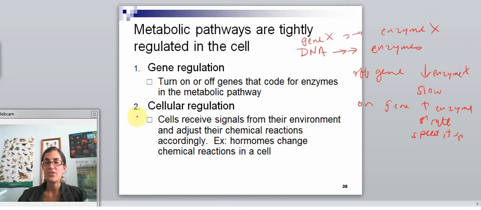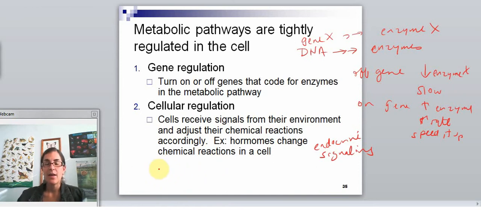Another type of regulation is cellular regulation. This is when cells receive signals from their environment and adjust their chemical reactions. The classic example of this is endocrine signaling, which we've talked about in a previous chapter. In that case, hormones that are secreted somewhere in the body can distribute in the bloodstream, and the cell will receive that signal and change its chemical reactions.